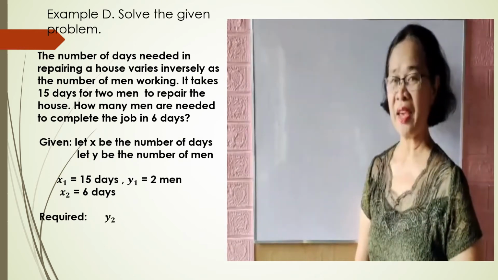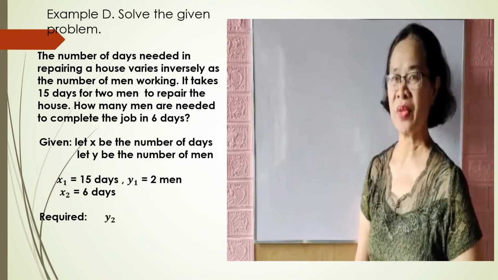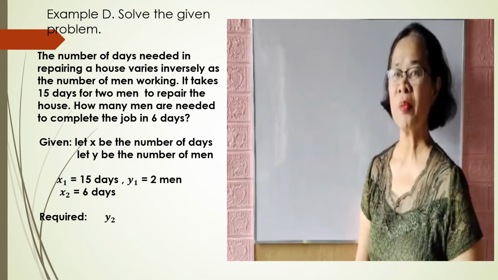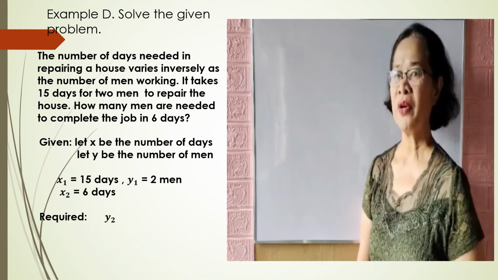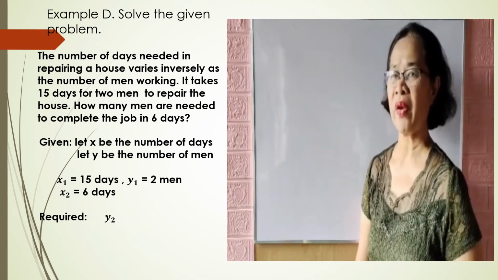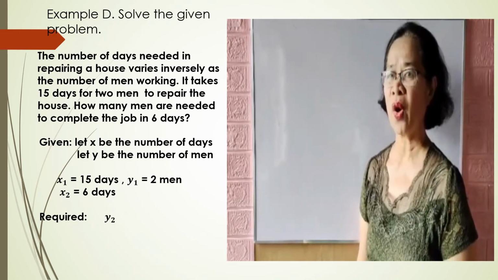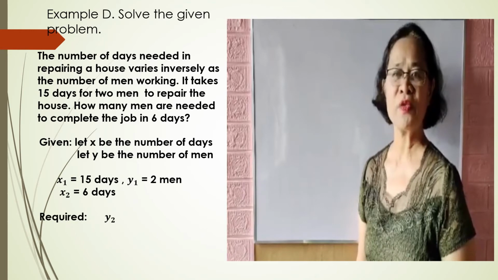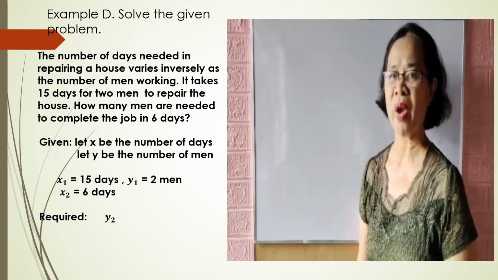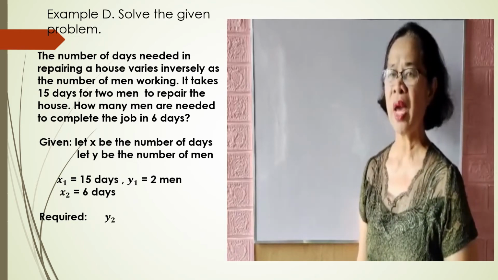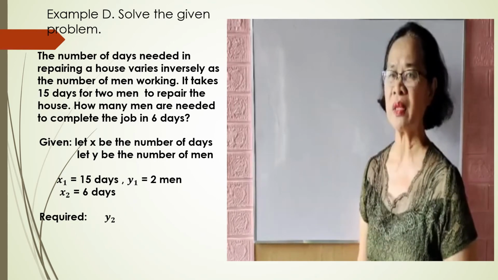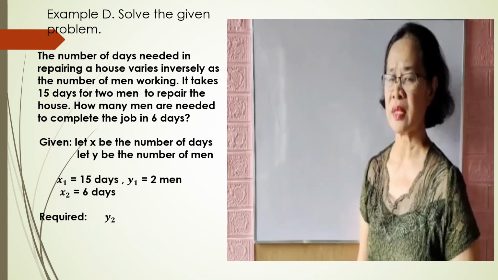Okay, let's take up example D. Solve the given problem. The number of days needed in repairing a house varies inversely as the number of men working. It takes 15 days for 2 men to repair the house. How many men are needed to complete the job in 6 days?